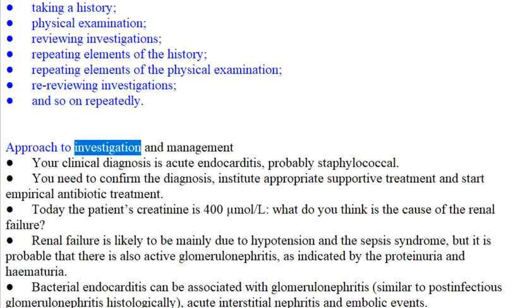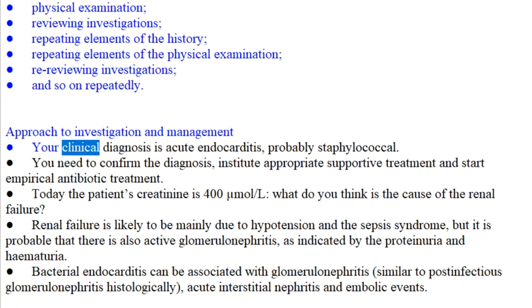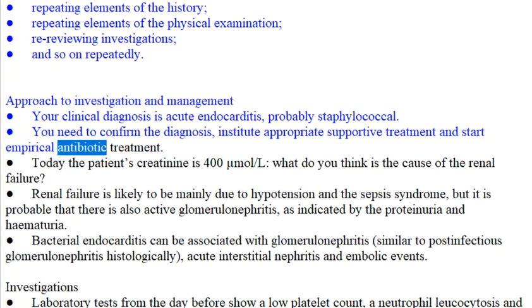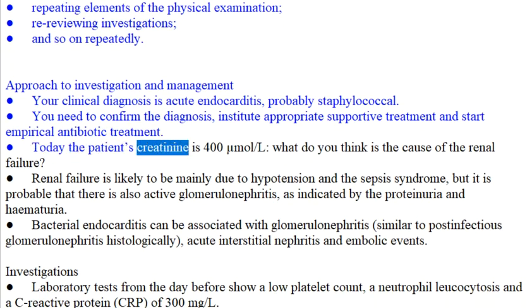Approach to investigation and management. Your clinical diagnosis is acute endocarditis, probably staphylococcal. You need to confirm the diagnosis, institute appropriate supportive treatment, and start empirical antibiotic treatment. Today the patient's creatinine is 400 micromoles/L. What do you think is the cause of the renal failure?